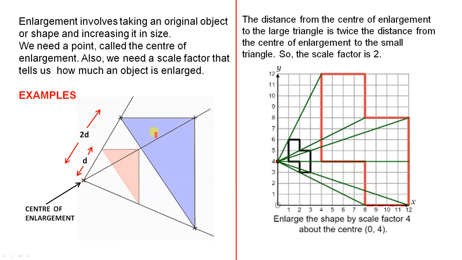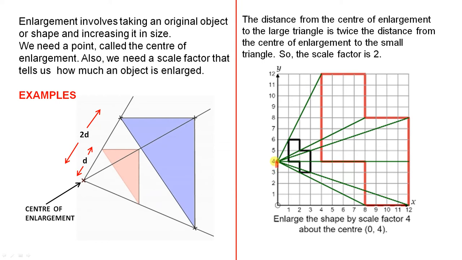So in other words, here's our image. It's been enlarged, and each side is twice as large as the original. So the distance from the center of enlargement to the large triangle is twice the distance from the center of enlargement to the small triangle. So the scale factor is 2. So that's basically what that's about. The scale factor is 2 means that the sides of this one are twice as large as the sides for this one.